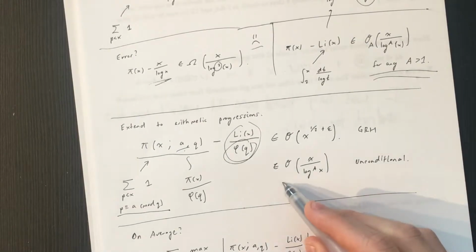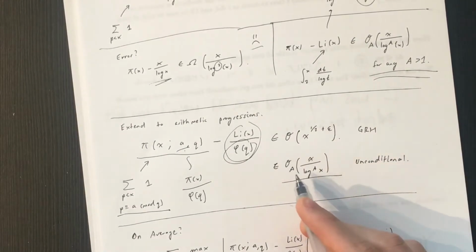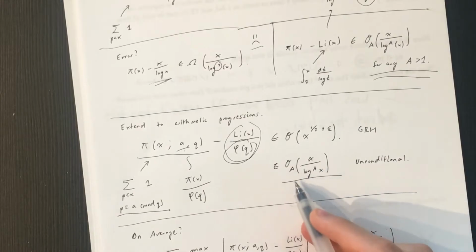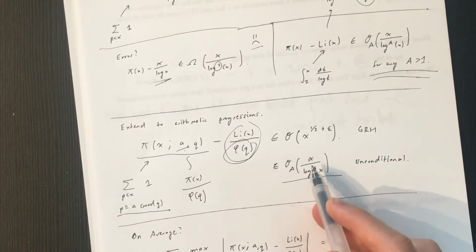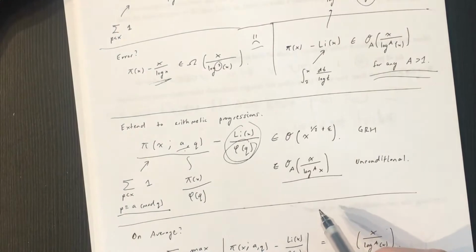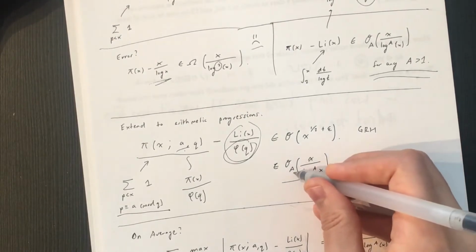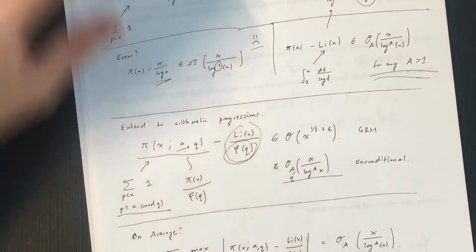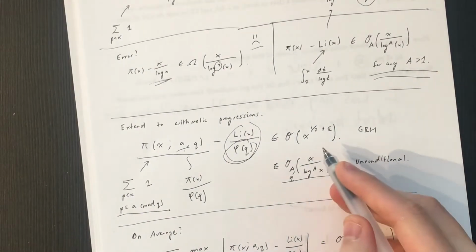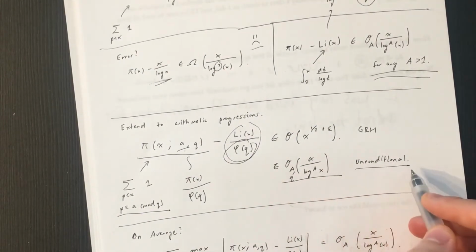So you can get this unconditional estimate again, where this depends on A again, of order big O of x over log to the A of x. Yeah, that's all good. And if I look correctly, this is pretty much good. Oh, and this also depends on q, actually. So that's good to know. Actually, that's important later.